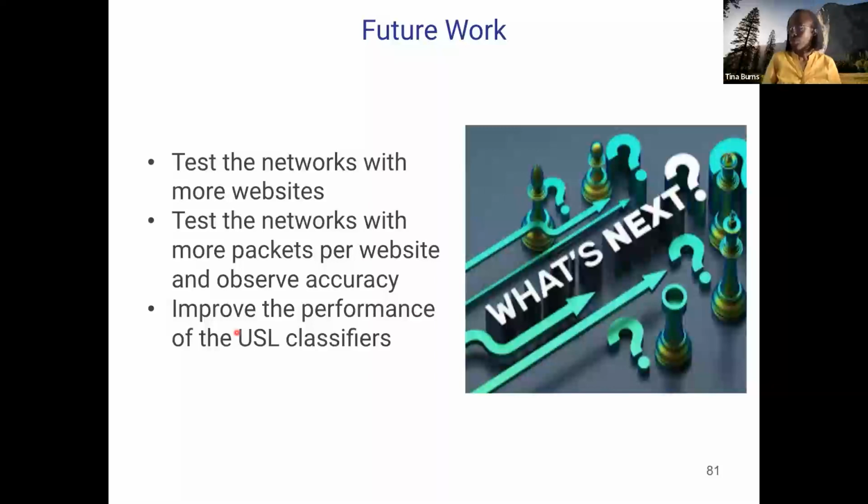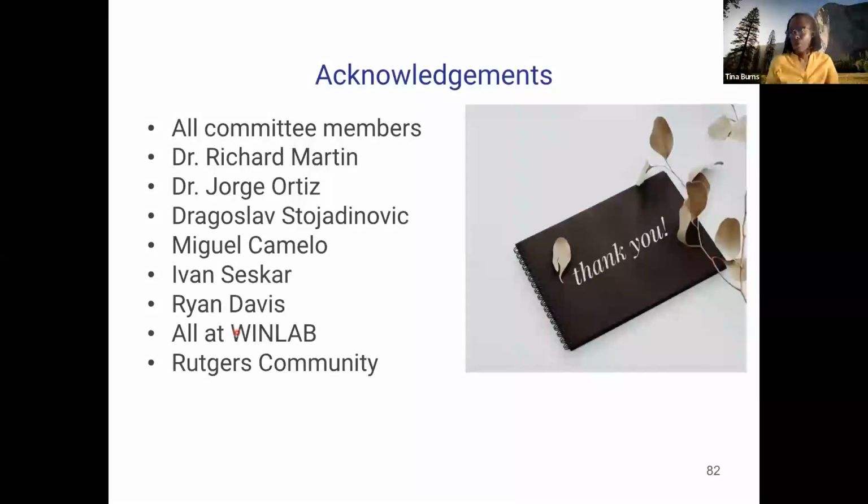For future work, what can be done is perhaps testing the networks on websites, including more packets per website, to see where that curve dips off and levels out, and also improving the unsupervised learning approach as well. And that's all that I have.